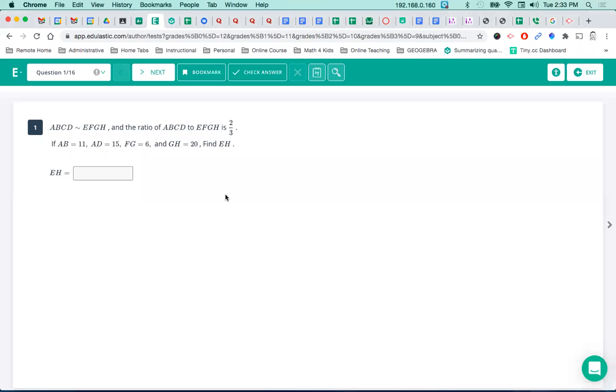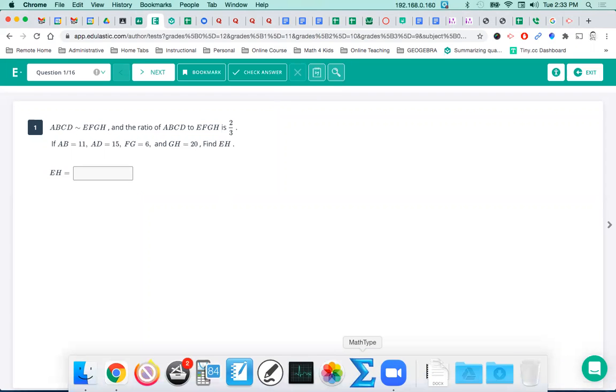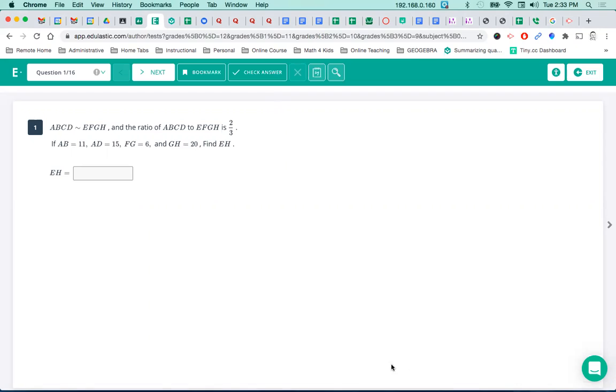All right, so number one. Bear with me because I'm going to be using a mouse to try and write here. The key to this is that you have a 2 to 3 ratio from quadrilateral ABCD to quadrilateral EFGH. Now I'm going to go ahead and write that over here, 2 to 3.